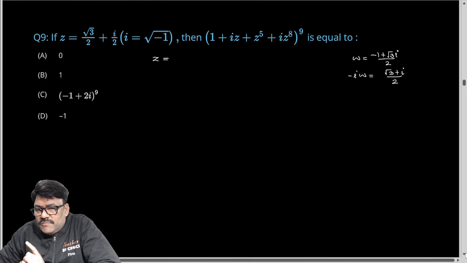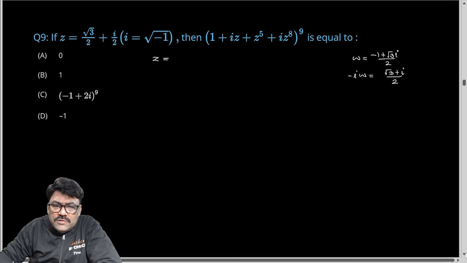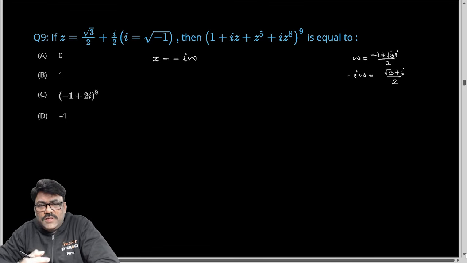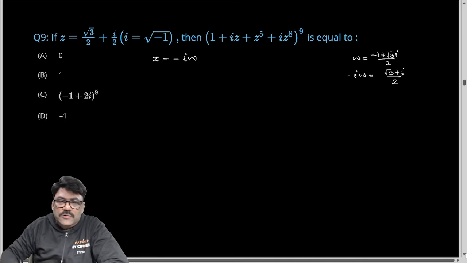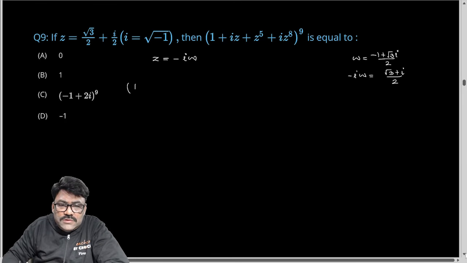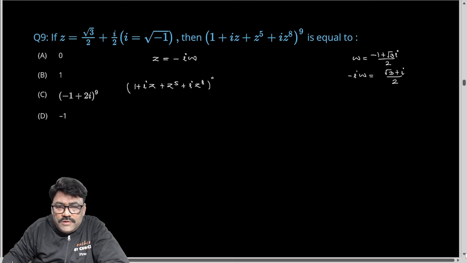Multiply with minus iota, so this will become iota root 3 minus root 3 iota square, that will be root 3. So that means your number Z is nothing but minus iota omega. Your number Z is minus iota omega. Now I have to find the value of 1 plus iota Z plus Z raised to 5 plus iota Z raised to 8. This is what I have to find, whole raised to 9.